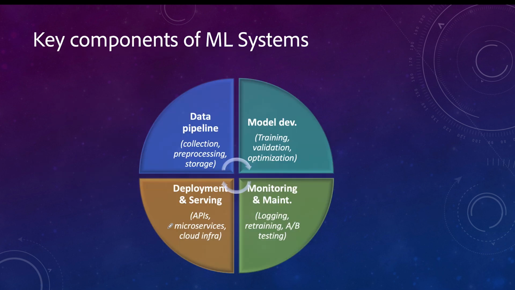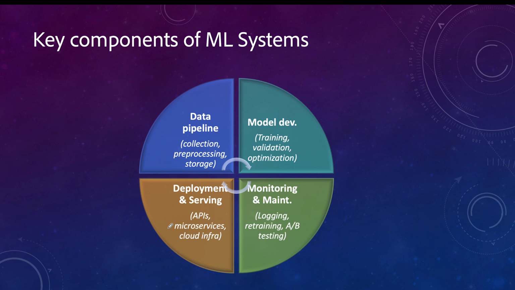Now let's see what the key components of ML systems are. There are four major components. One is data pipeline, another is model development, then deployment and serving, and then monitoring and maintenance. The data pipeline consists of collecting the data, preparing your data for training, pre-processing it, and how you store the data. Then once you have the data, you have the model building phase where you do training, validation, optimizing the model, and then you deploy it and expose it as an API or microservices. Then you deal with cloud infra.